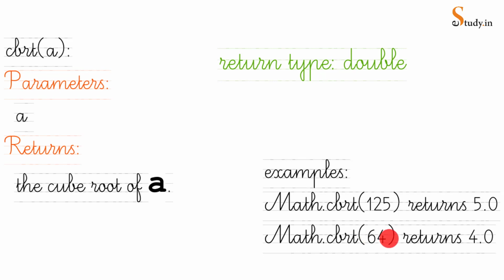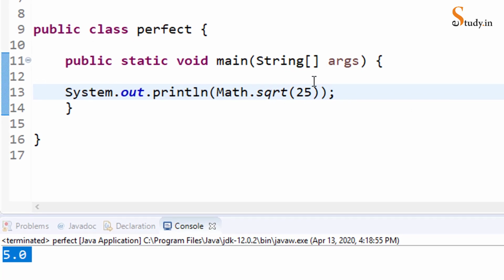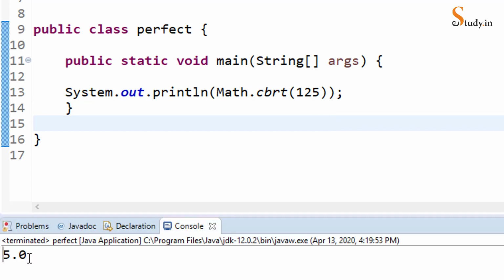Similarly, what would be the cube root of 64? That would be 4.0 because it returns a double value. 4 into 4 is 16, and 16 into 4 is 64. If you try this example and enter Math.cbrt(125), this will return 5.0. So that is the cube root function.